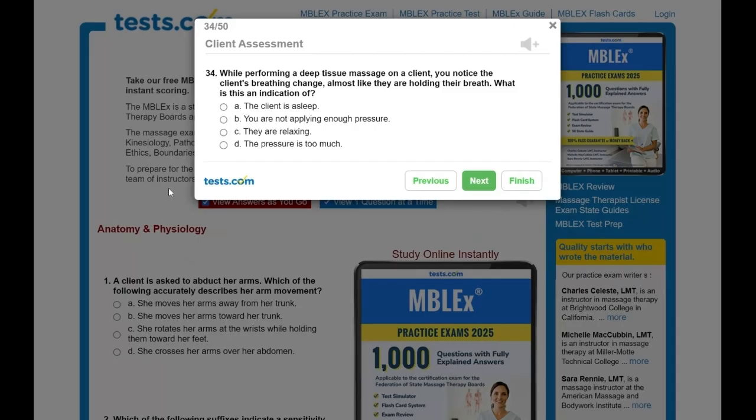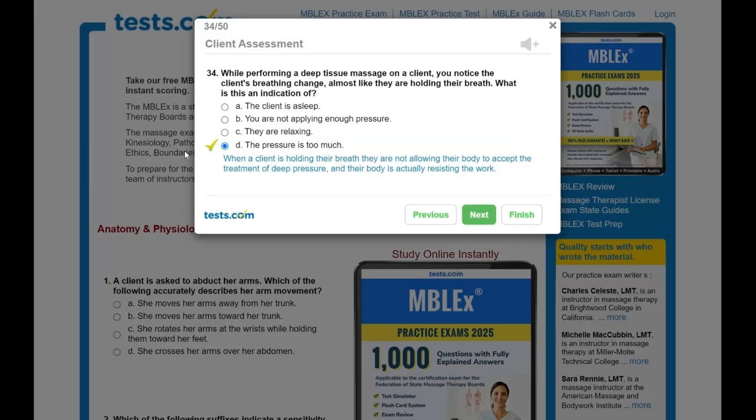Question 34. While performing a deep tissue massage on a client, you notice the client's breathing change, almost like they are holding their breath. What is this an indication of? A. The client is asleep. B. You are not applying enough pressure. C. They are relaxing. D. The pressure is too much. D. The pressure is too much. When a client is holding their breath, they are not allowing their body to accept the treatment of deep pressure, and their body is actually resisting the work.